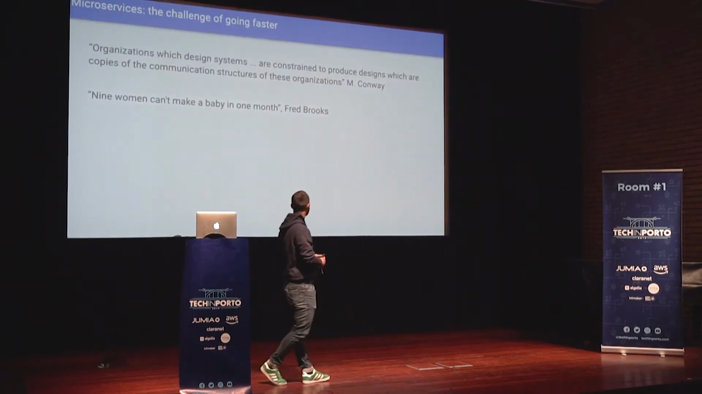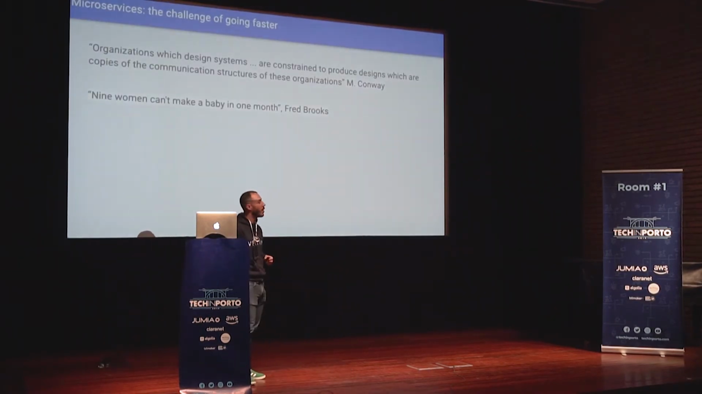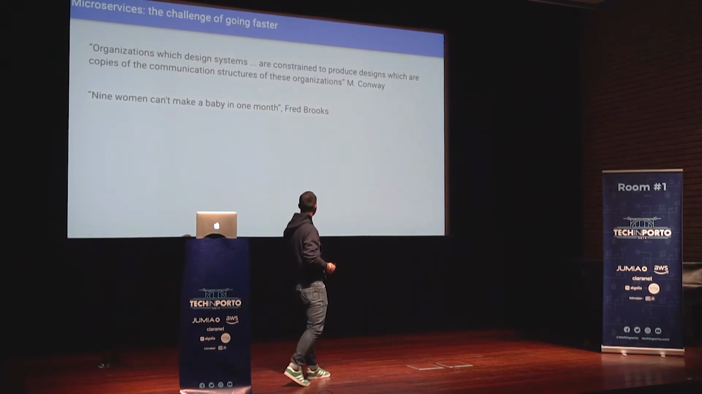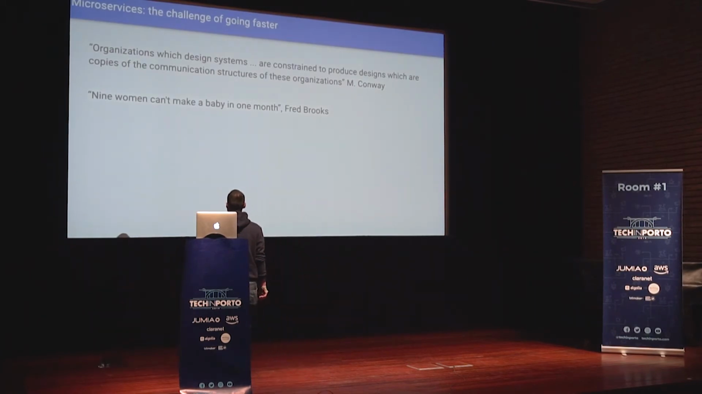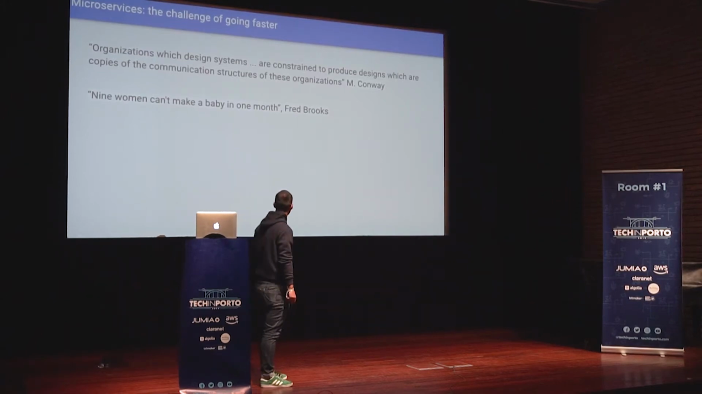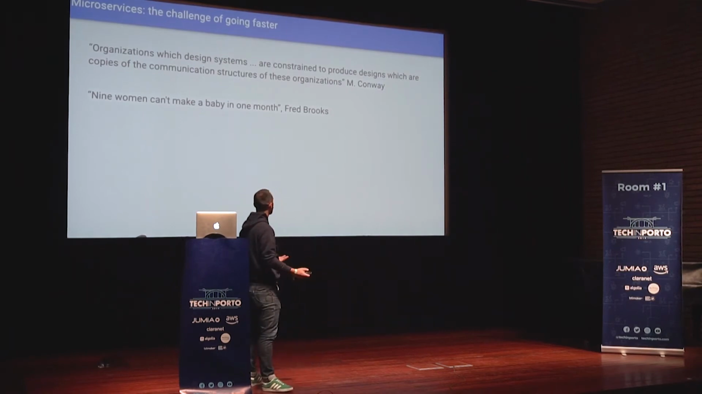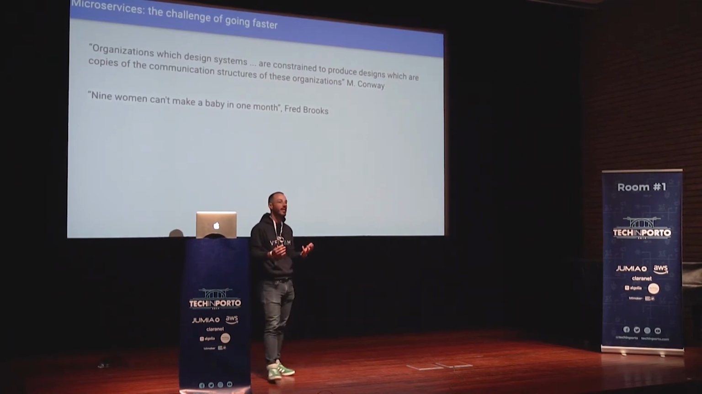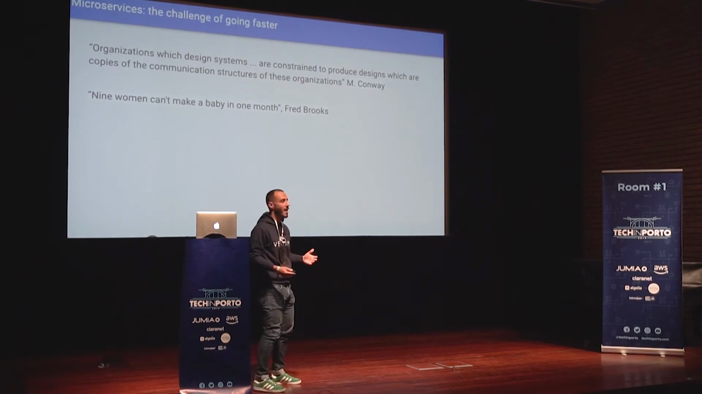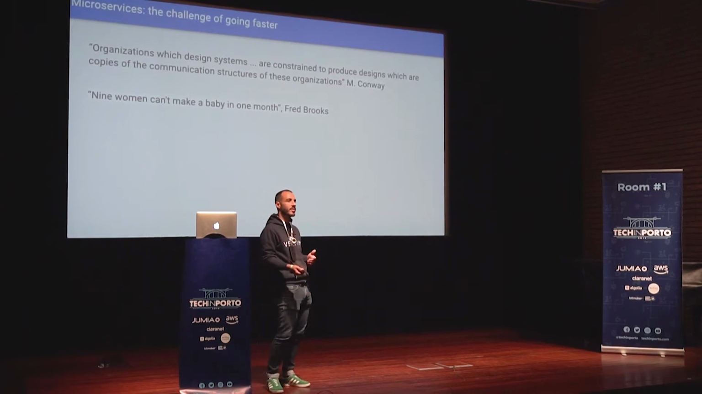So here I have two quotes. Probably most of you guys already know them. So Conway's Law, which states that organizations which design systems are constrained to produce designs which are copies of the communication structures of these organizations. Basically, what this means is that the way your organization is organized, so to speak, will actually constrain the way that you design your systems.